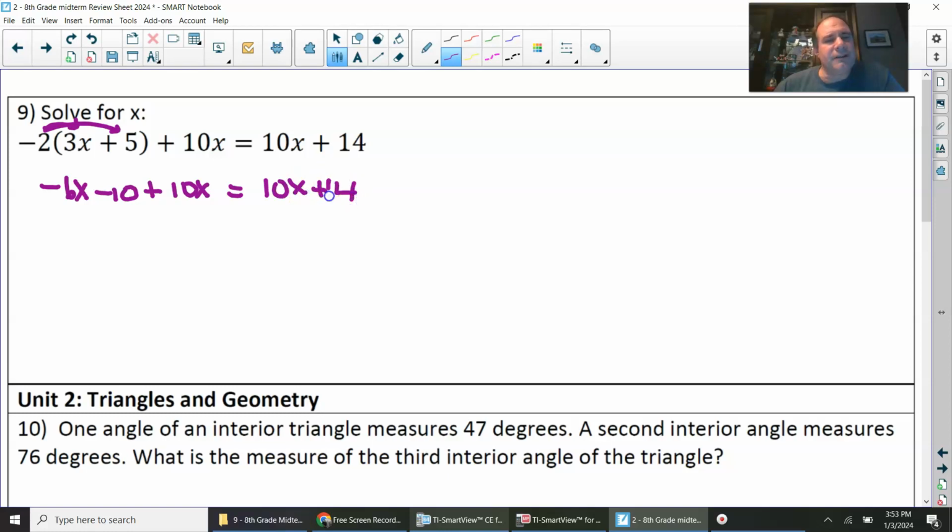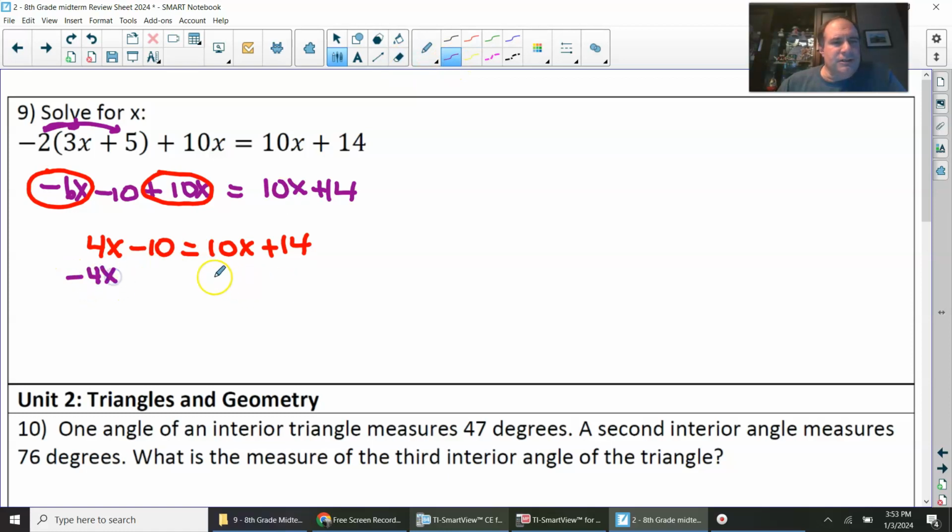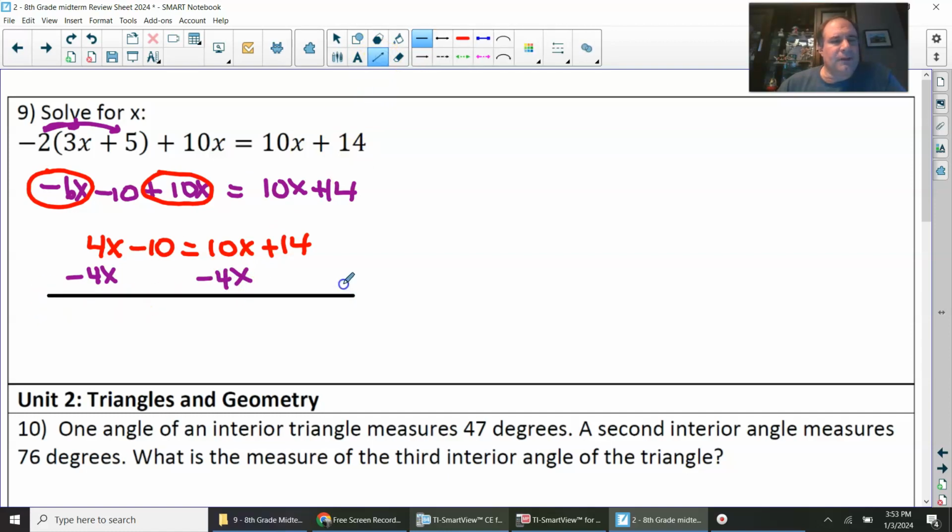Look at both sides of the equation. One side has 3 terms, the other side has 2. So I'm going to pick the side with the 3 terms and realize that I have to combine like terms. Negative 6x plus 10x is 4x. And then minus 10, bring it down. You have 10x plus 14. You then will just get the x's together. Subtract 4x on both sides. The 4x's cancel. You bring the negative 10 down. And this is 6x. 10x minus 4x is 6x plus 14.